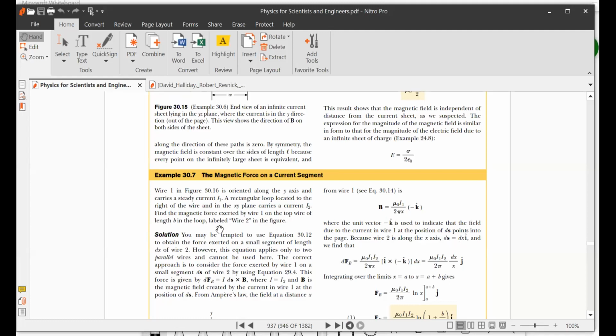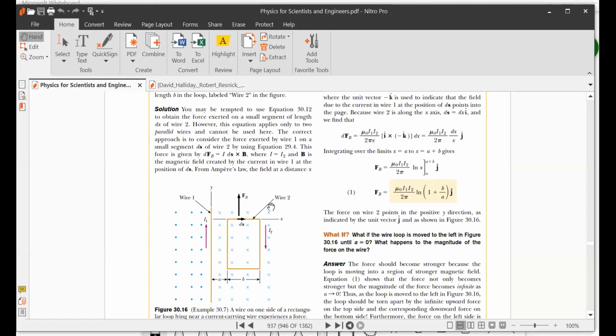The task is to find the magnetic force exerted by wire 1 on the top wire of length B. So it should be this one. The total should be from A to A plus B, the integral. So we get this one. What about this? What is the force exerted on this wire?